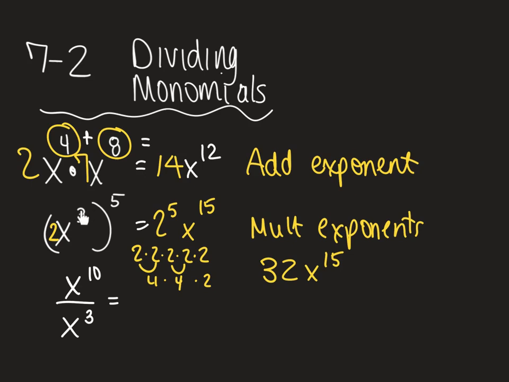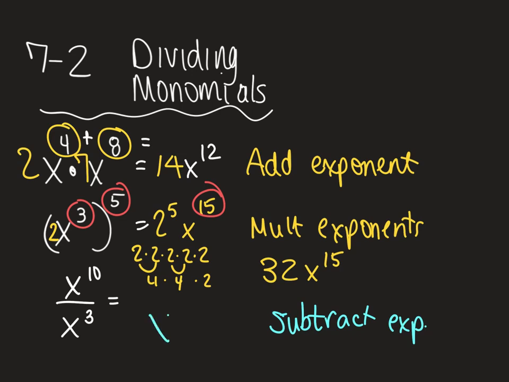But the main rule that I want to point out is that we are multiplying the 3 and the 5 to get 15. 3 times 5. So any guesses before I tell you, what do you think the rule is going to be when we divide monomials? Well, did you make a prediction? It is subtract. We are going to subtract the exponents. So 10 minus 3 is 7. My final answer is x to the 7th.